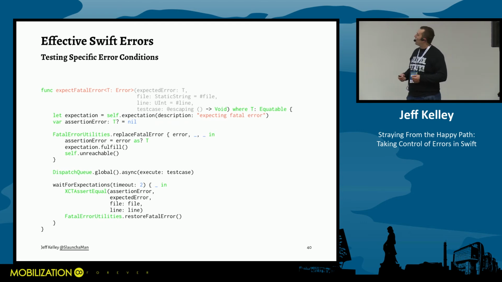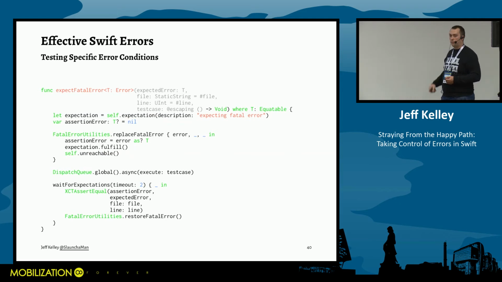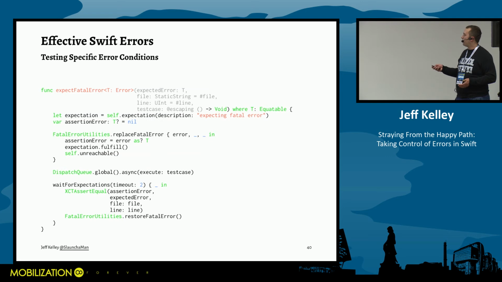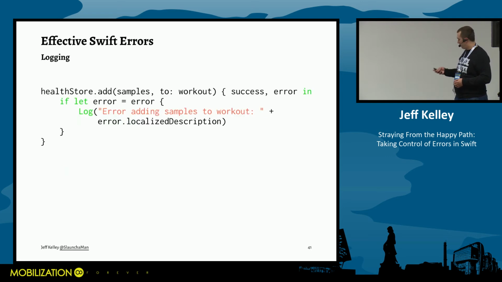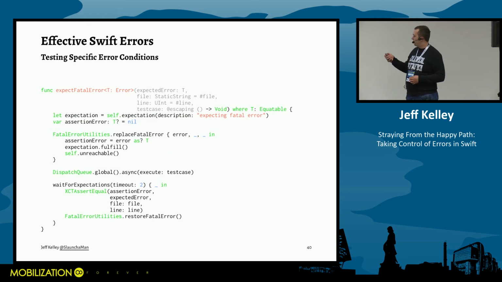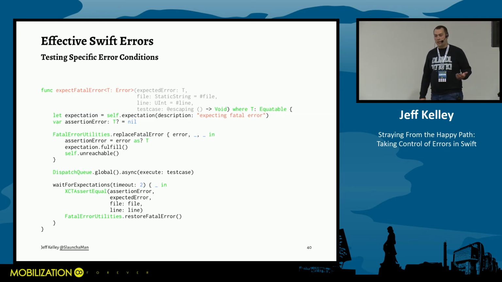And I can extend our expectation code to take some generic error. And this time there's going to be a constraint that error has to be equatable. And now I can expect not just any fatal error, but I can expect a specific fatal error to happen. And so when I go in my code, the rest is pretty much the same. I don't have the actual slide up here where you use it, but oh, there it is. So I can assert that the assertion error and the expected error are equal. And so that's handy. Now I know exactly which error is happening.